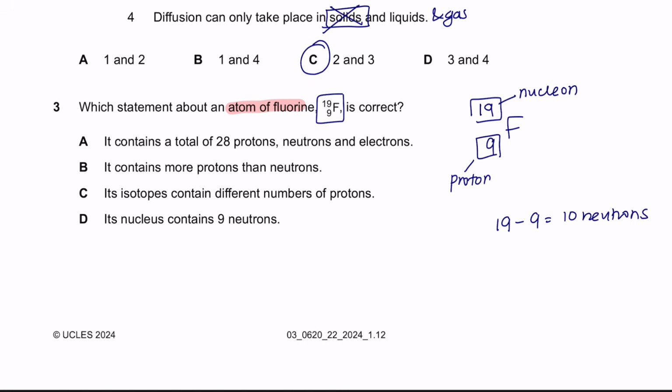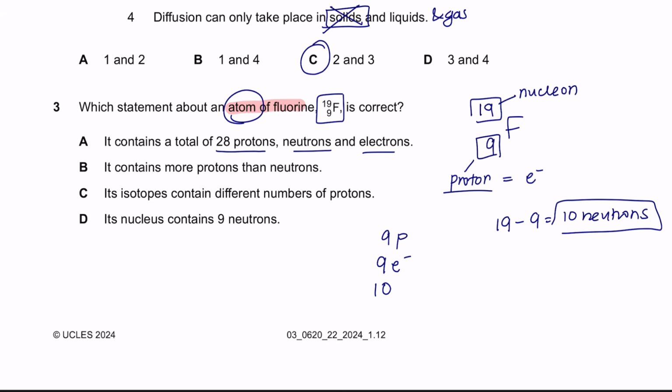Statement A says that it contains a total of 28 protons, neutrons, and electrons. Since this is an atom, the proton number will equal its electron number. If there are 9 protons, there will also be 9 electrons. And there are 10 neutrons. If we total this up, we will indeed get 28. So the answer is A.